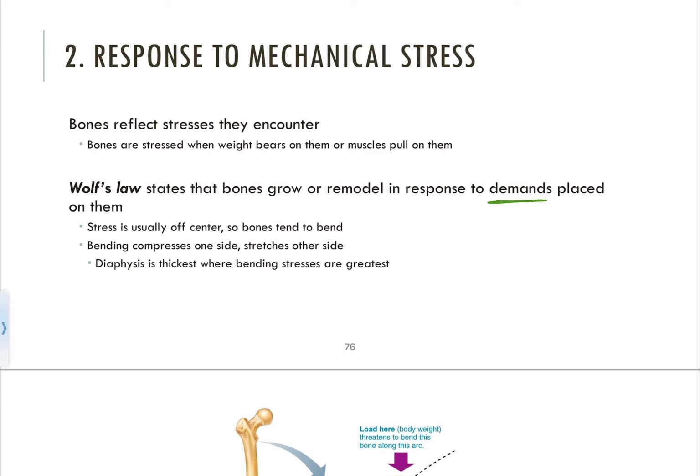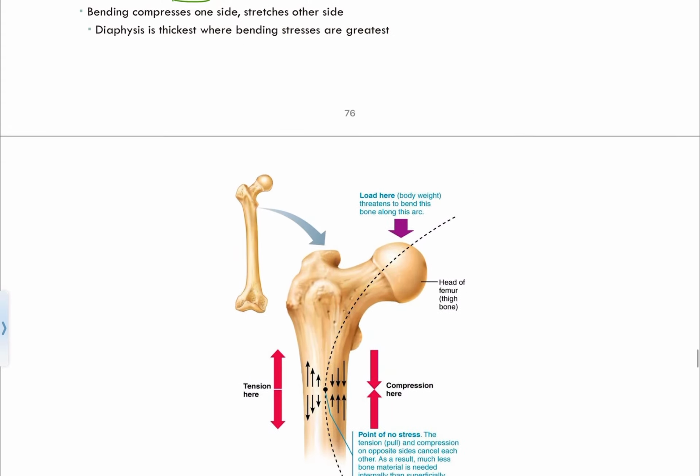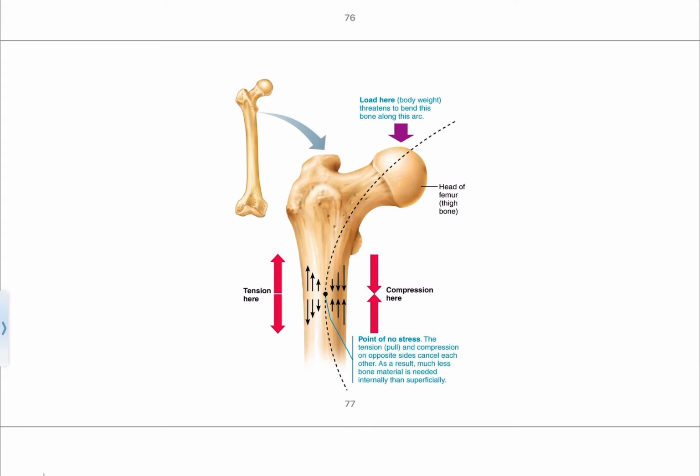So when our bones are stressed, in the places where we place weight and muscles are pulling on them, the stress is usually off center, so bones tend to bend a little bit. When they bend, the bending compresses one side and stretches the other side. When we're talking about the shaft of our long bone, our diaphysis, it's going to be thickest where the bending stresses are the greatest. So where we have the most stress is where we're actually going to remodel and build the bone itself. Here's just an image showing you that if our bones bend from the stresses we put on them, one side is bearing the tension and the other side is bearing the compression.